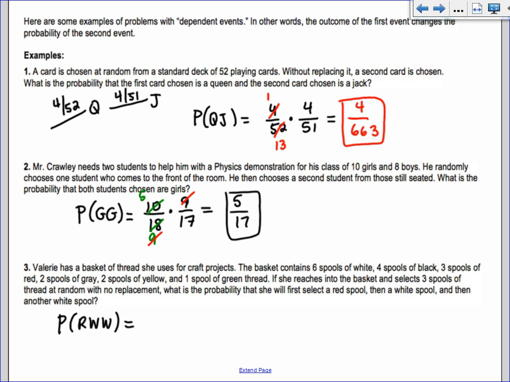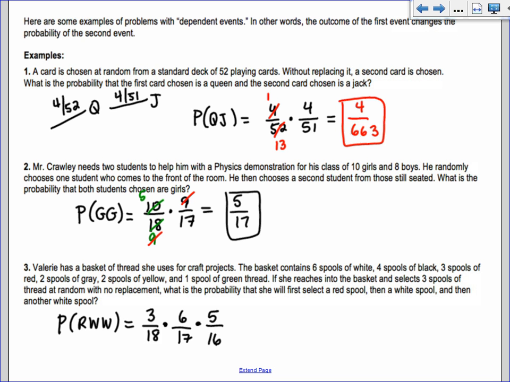So again, envision that giant tree. For the red, what's the probability of drawing the red? 3 out of what? 18. If you count them all up, it's 18. Once you choose the red, you now only have 17 spools of thread. So we're going to have times, and on the bottom we're going to have 17. How many white ones do we have? 6 out of 17. And then for the next one? 5 out of 16. Exactly. Now we have 1 less white, so now it's 5 out of the 16.